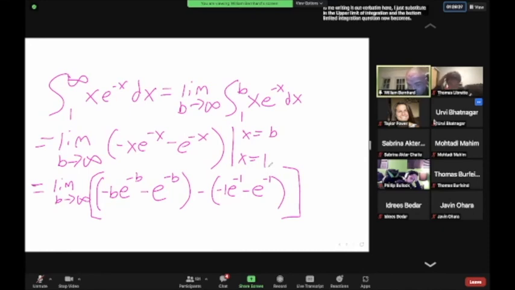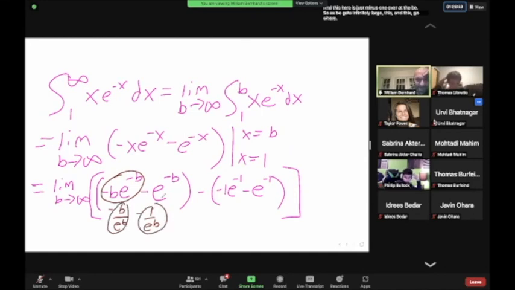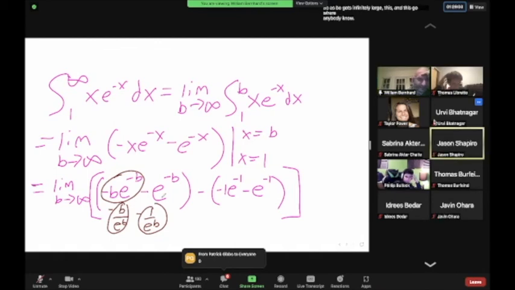Question now becomes, what happens to that first limit here? So trying to make heads or tails of this, keep in mind here that this really is the same as negative b over e to the b. And this here is just minus 1 over e to the b. So as b gets infinitely large, this and this go where? Anybody know? 0.